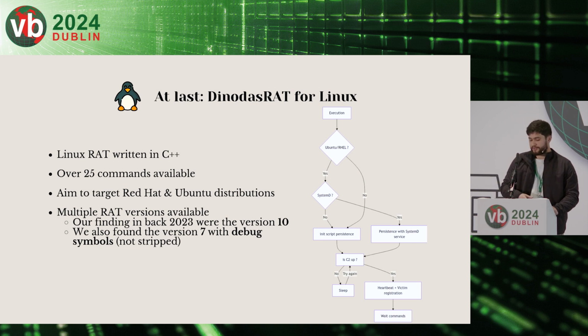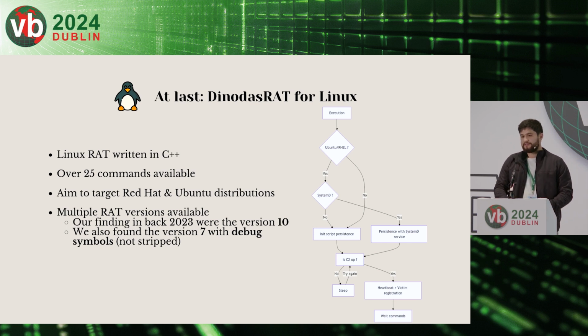So the execution of DinodasRAT for Linux is pretty straightforward. It first checks if it's an Ubuntu or Red Hat machine. If it is Ubuntu, it will verify if it has systemd enabled in the machine. If it has systemd, it will achieve persistence with a systemd service, and will try to verify if the C2 is up. But if it's not Ubuntu, and is Red Hat, actually any other kind of Linux distribution, they try to infect Red Hat, but can infect any Linux, they will use an init script as persistence, using the System V init system.